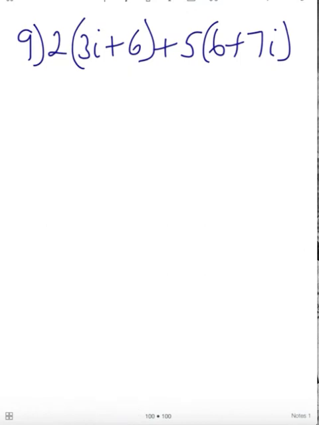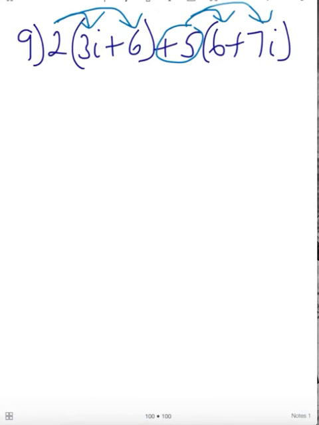This question also involves expanding, but you notice we have two sets of brackets. Don't let it confuse you. You just work with one bracket at a time and then simplify what you can. So my first step is I'm going to go 2 times 3i and then 2 times a positive 6. Everything is positive, including this 2, so it's much easier. And also this 5 is a positive 5, so 5 times 6, you can see it's a positive 5, and 5 times 7i.